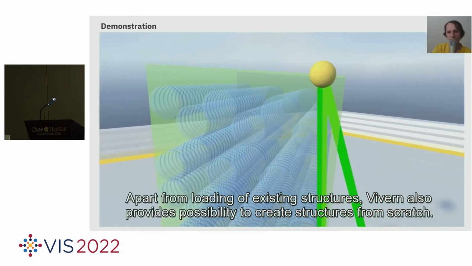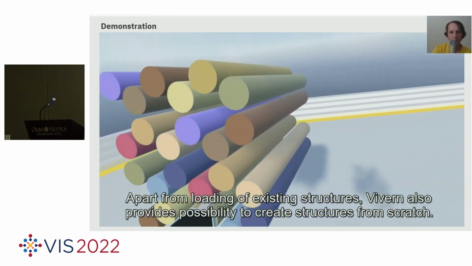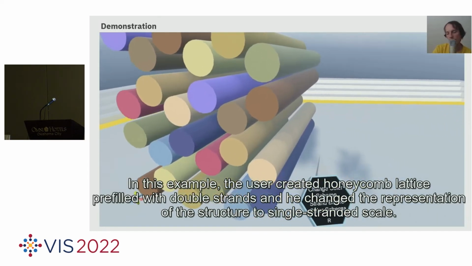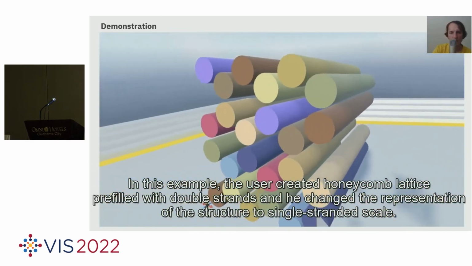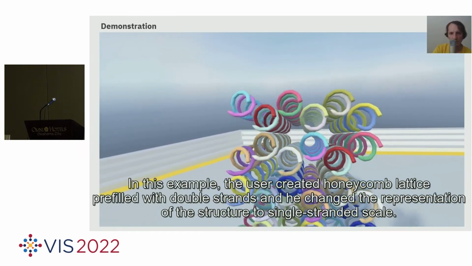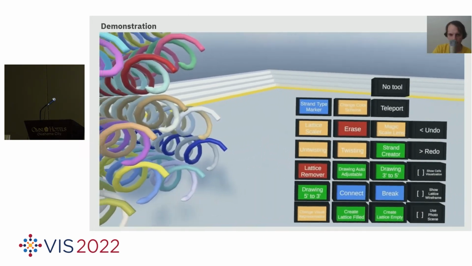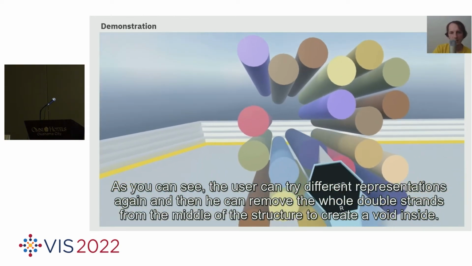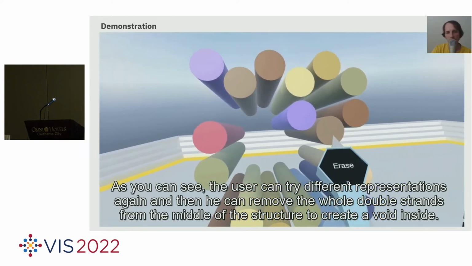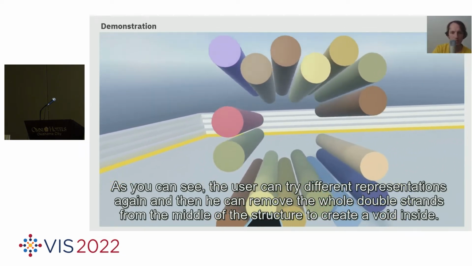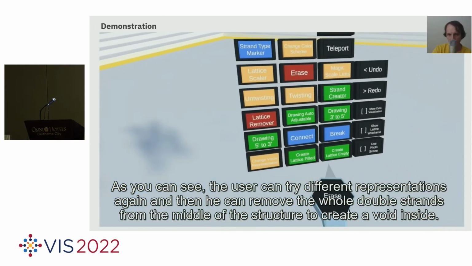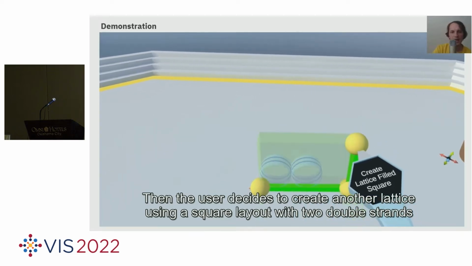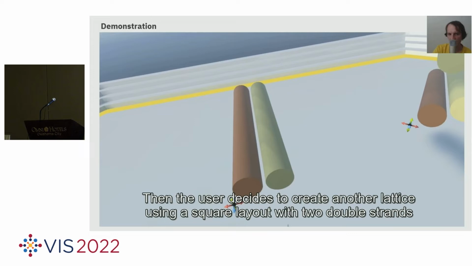Apart from loading of existing structures, Vivern also provides a possibility to create structures from scratch. In this example, the user created a honeycomb lattice pre-filled with double strands, and he changed the representation of the structures to single-stranded scale. As you can see, the user can try different representations again, and then in the double-strand representation, he can remove the whole double strands from the middle of the structure to create a void inside. Then the user decides to create another lattice using the square layout and with two double strands.